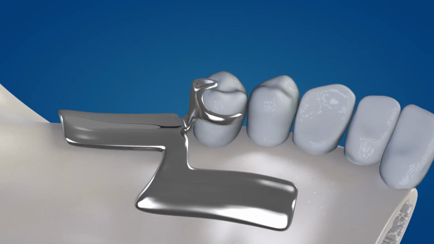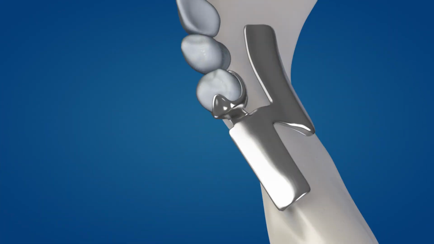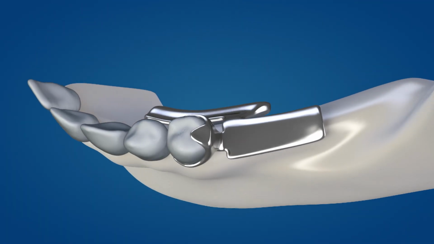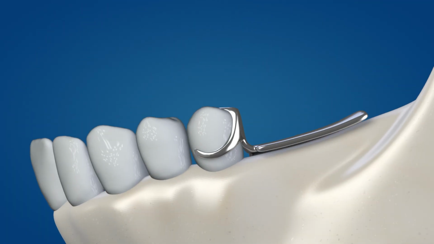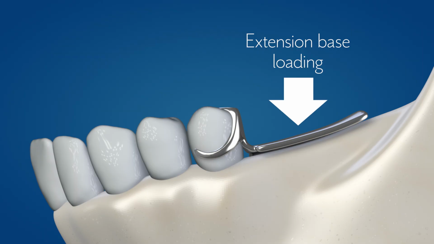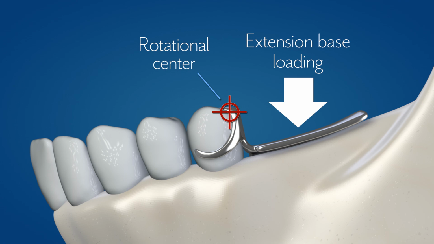The circlet clasp assembly originates from a position nearest the extension base, and the clasp arms project away from the extension base region. As we will see, this creates an efficient lever and a potentially destructive mechanical system. Loading of the extension base produces a rotational center within the rest-seat combination on the disto-occlusal surface of the tooth.